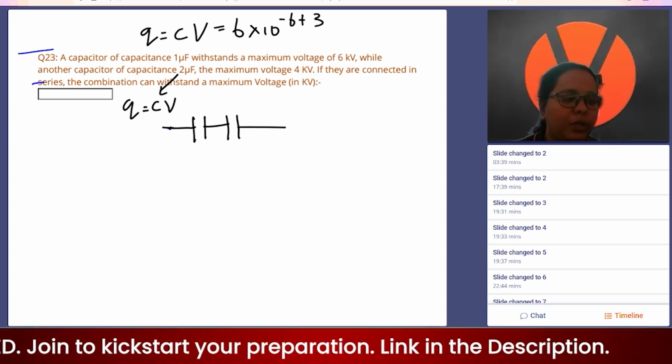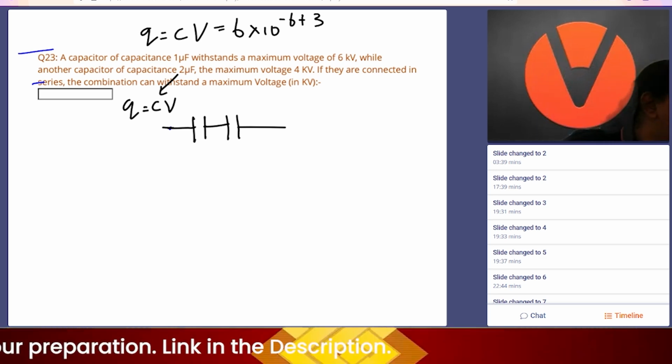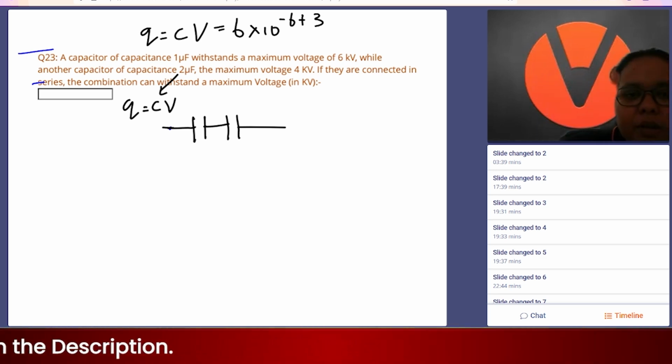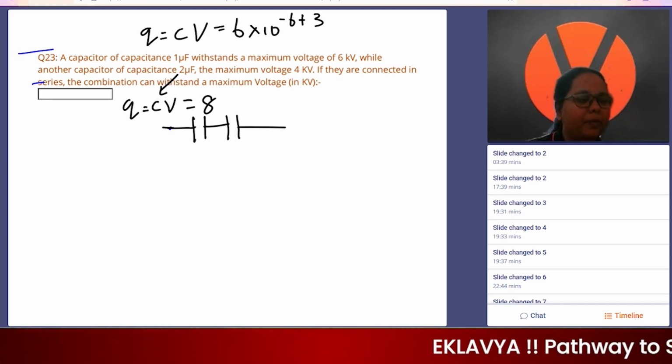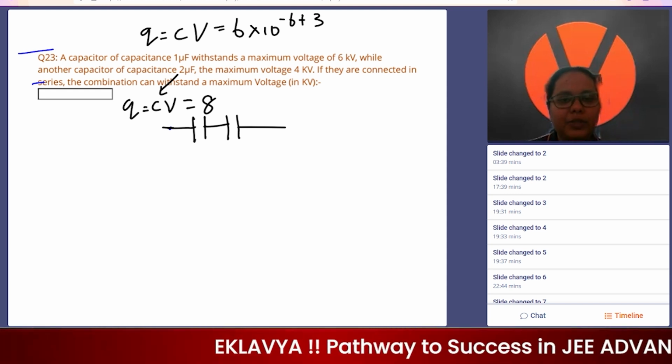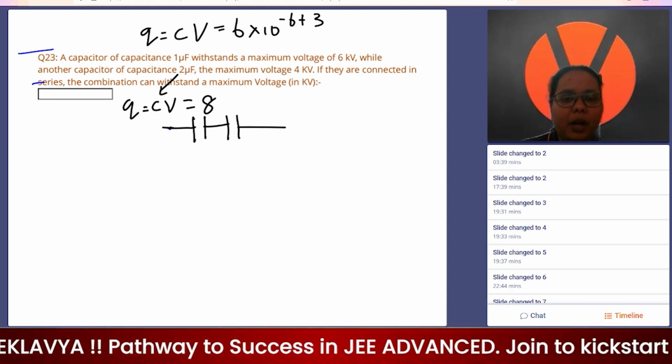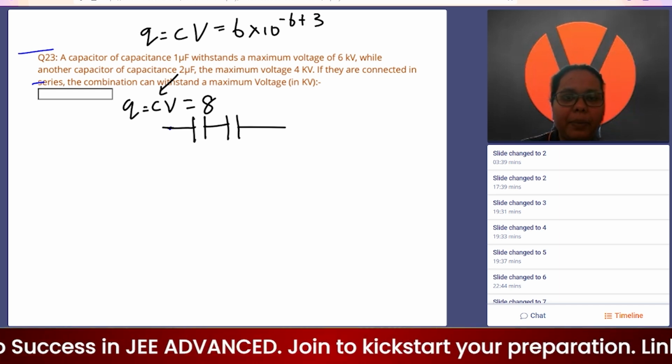This much of charge it will sustain. And now here, it is going to be 8, right? So when they are in the series combination, what is the total capacitance over here?